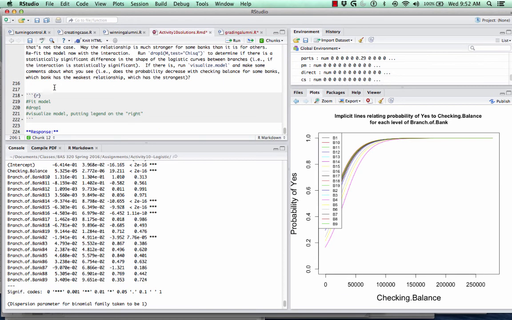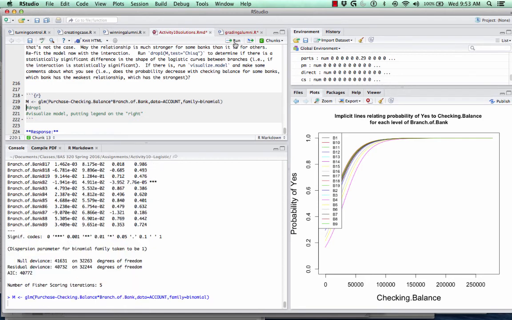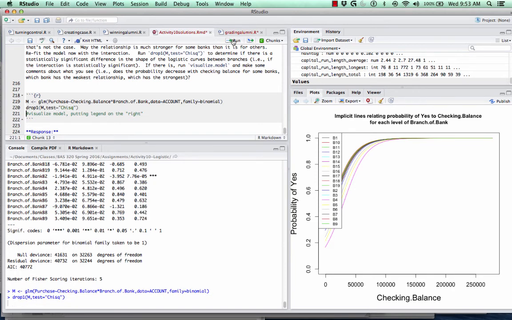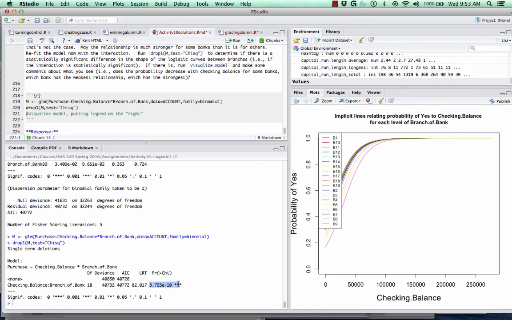So let's refit this model, allowing for the possibility that different branches of the bank might have different shapes for the logistic curves. So we'll run that, and we'll run the result of drop 1 again to see if there is any statistically significant interaction going on. We look at the p-value of the interaction, and we find that the p-value is less than 5%. So our conclusion is that yes, there are at least 2 branches whose shapes of these logistic curves are going to look different. Now, the test doesn't tell us which 2 are different. Maybe they're all different, maybe only 2 are different. The test stops short of actually telling us here.